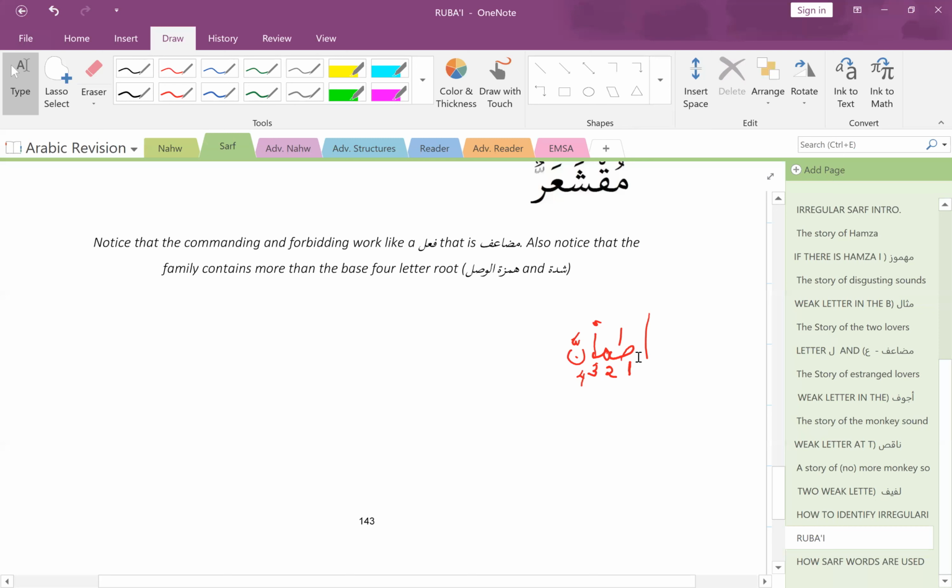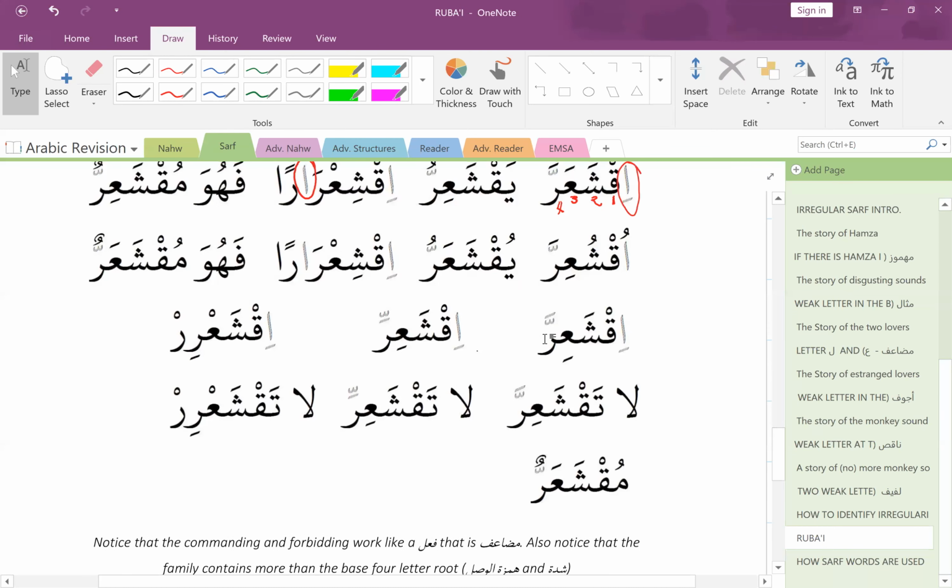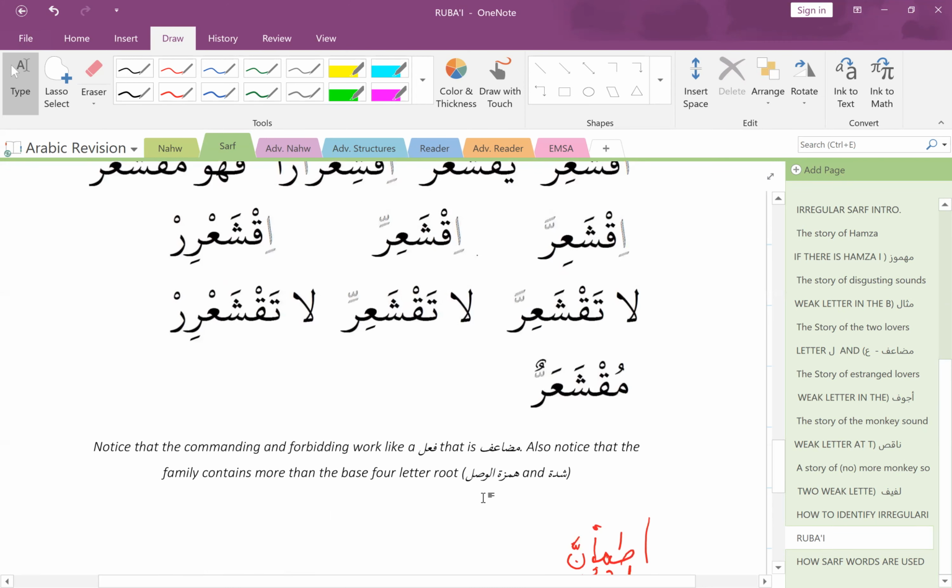So itma'anna, yatma'innu, itmi'nanan, fahuwa mutma'innun, utmu'inna, yutma'annu, itmi'nanan, fahuwa mutma'annu. مطمئن الأمر منه اطمئن اطمئني اطمئننّ والنهي عنه لا تطمئن لا تطمئني لا تطمئننّ والظرف منه مطمئن.